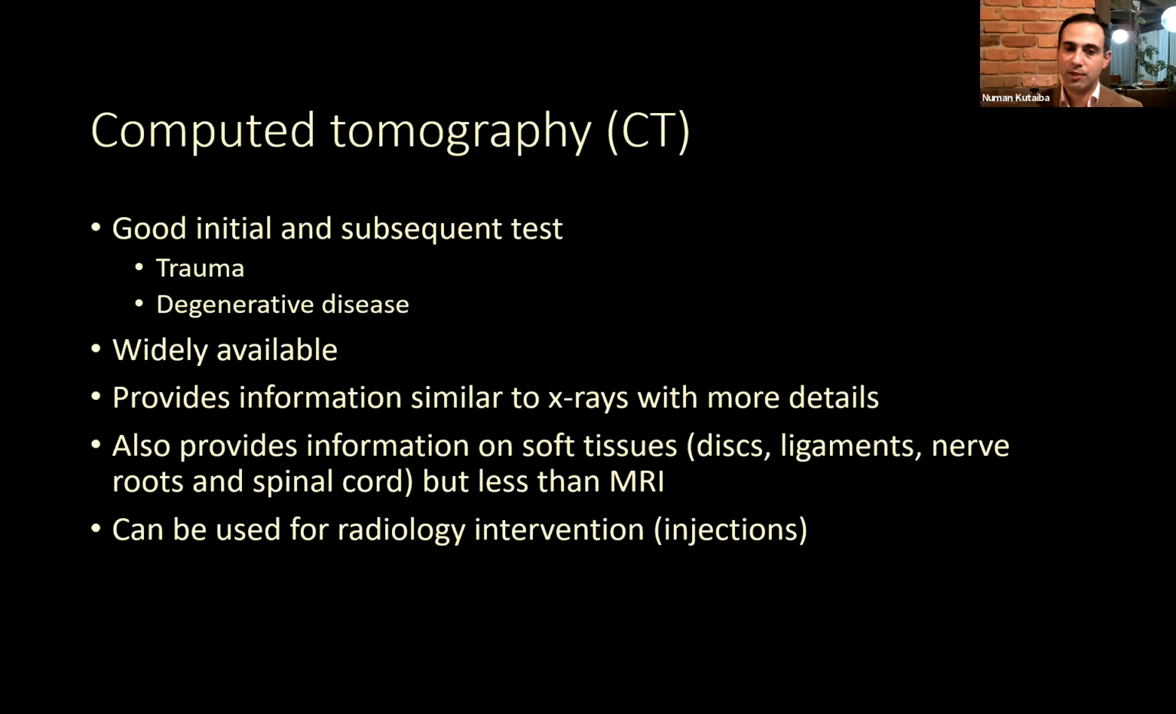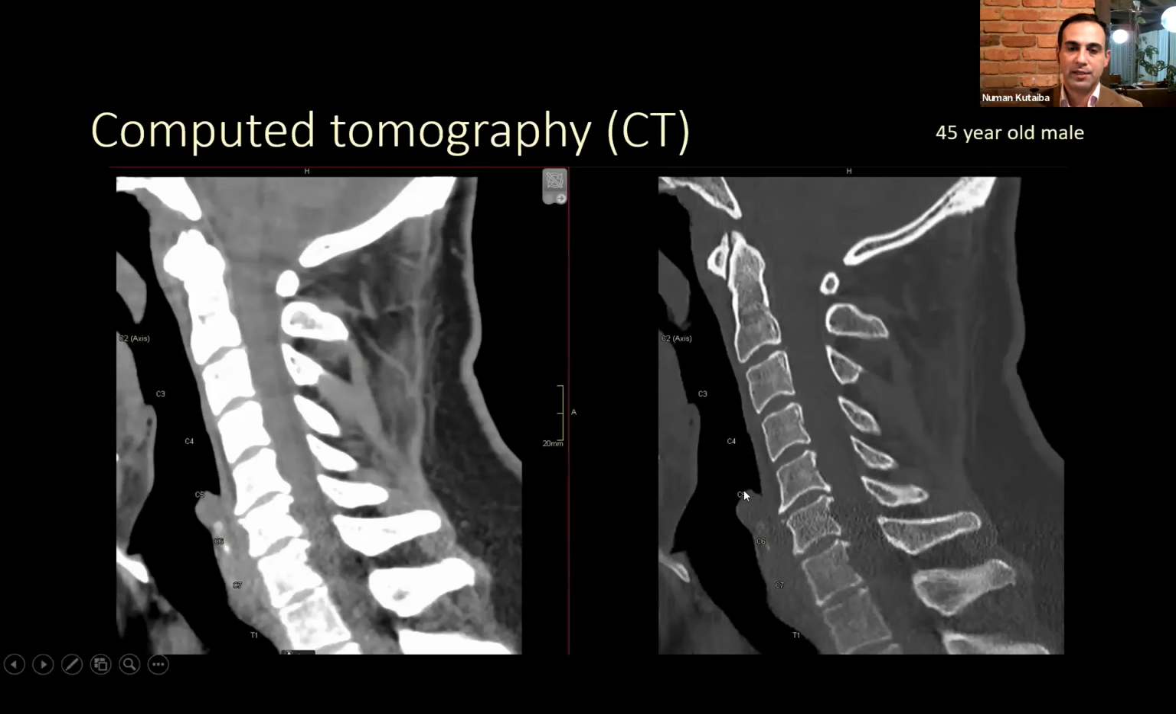It provides information similar to x-rays with more details on the bones, but also more details on the soft tissues, including discs, ligaments, nerves, nerve roots, and to some extent the spinal cord. It's not as good as MRI for soft tissues. It's essential nowadays for spine injections because the majority are done under CT guidance, although some are done under fluoroscopy.